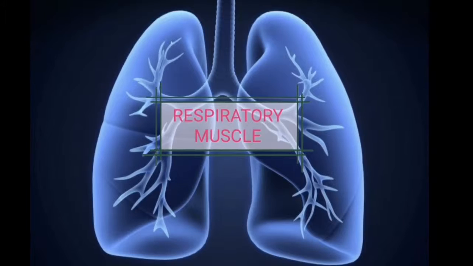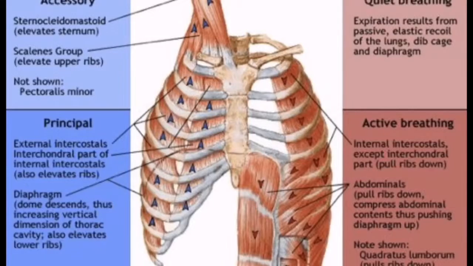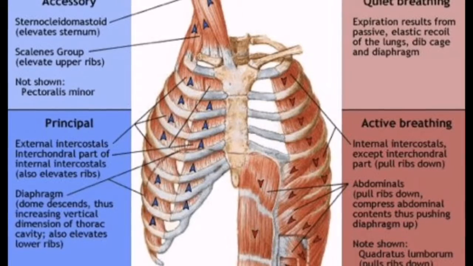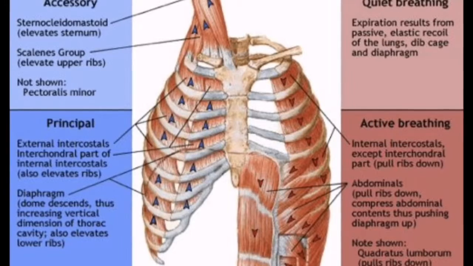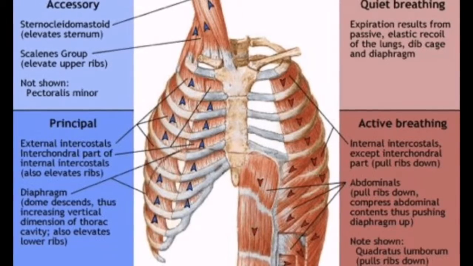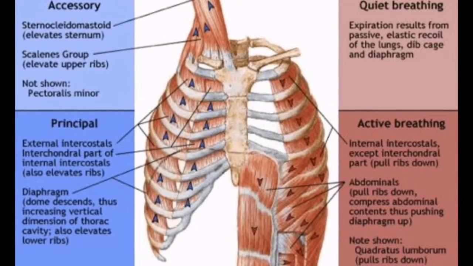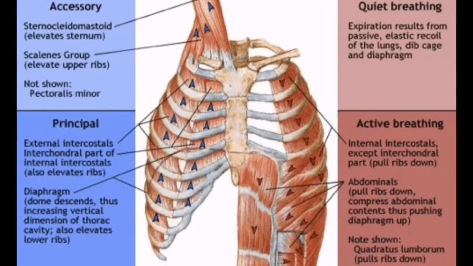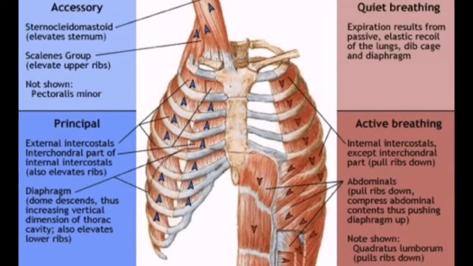The respiratory muscles. The primary muscles. The primary inspiratory muscles are the diaphragm and external intercostals. Relaxed normal expiration is a passive process and happens because of the elastic recoil of the lungs and surface tension.